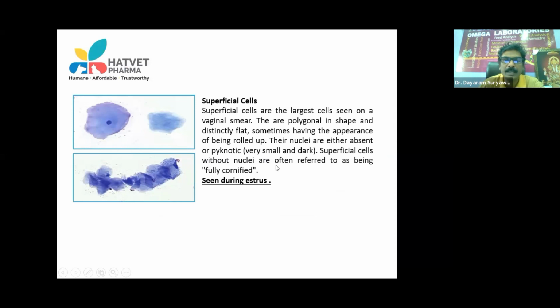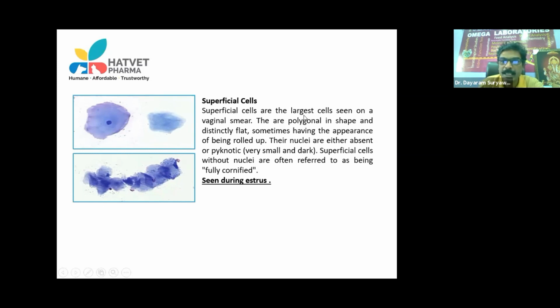Now superficial cells. These are typically seen during estrus. Whenever a patient comes to us and we get cells without nucleus and cells with a very small nucleus, and the cytoplasm of that cell becomes a homogeneous bluish cytoplasm, then we can say that the patient is in the estrus phase.